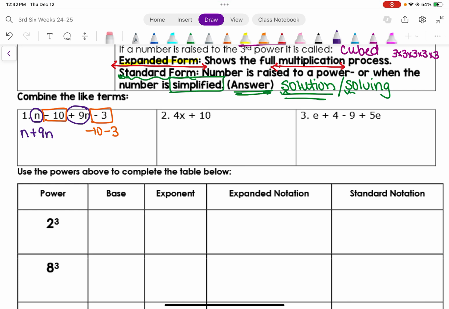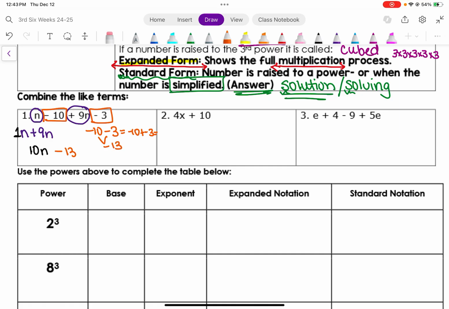So I can combine my n and my 9n. The number that's in front of just an n is always a 1. So 1 plus 9 is 10n. And then if I have 2 subtraction signs, we're going to add and keep the sign, which means I have a negative 13.